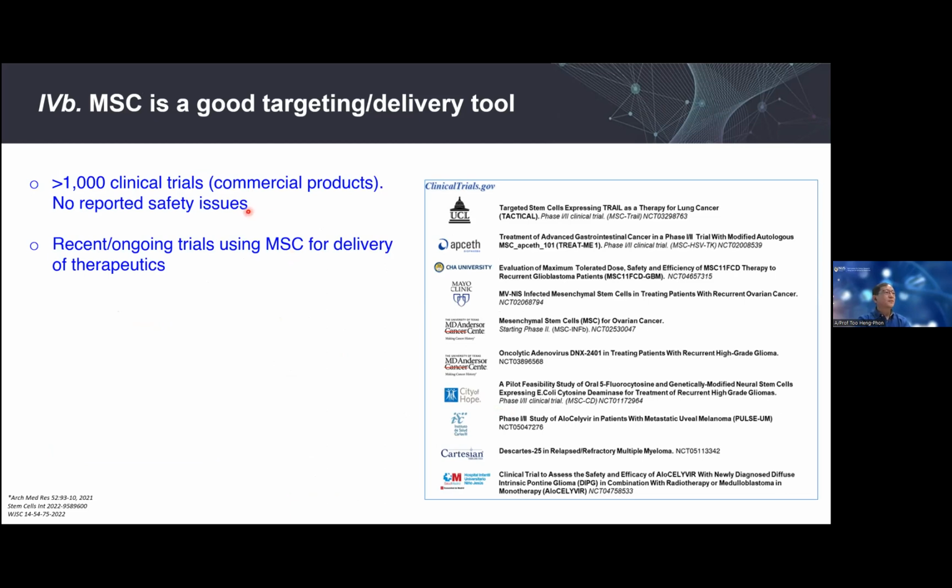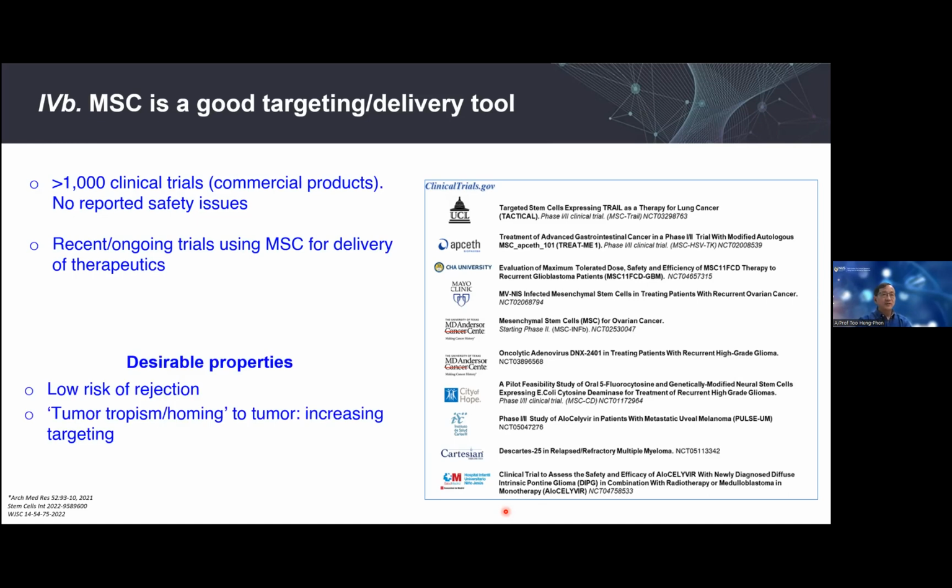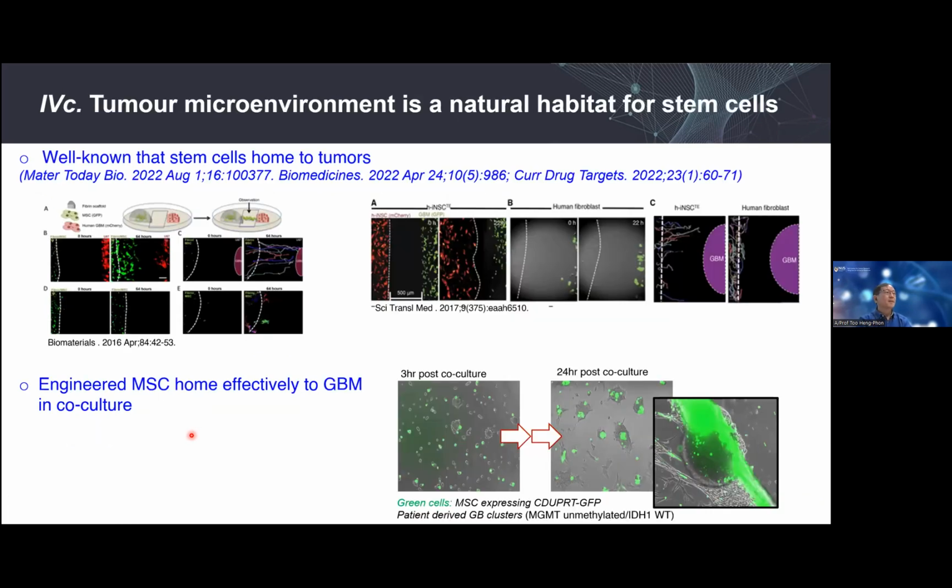Now, why MSC is a good tool for delivering drugs is not necessarily a new thing. First of all, there are more than 1,000 clinical trials going on using MSC. They're safe. Very important, they're safe. Looking at the trials nowadays, you can see UCL all the way down. They are now using MSC to even put viruses inside to carry them to the site they need. Essentially, they are very desirable. They have low risk of rejection, and they have this homing capability. I'll show you more data on this.